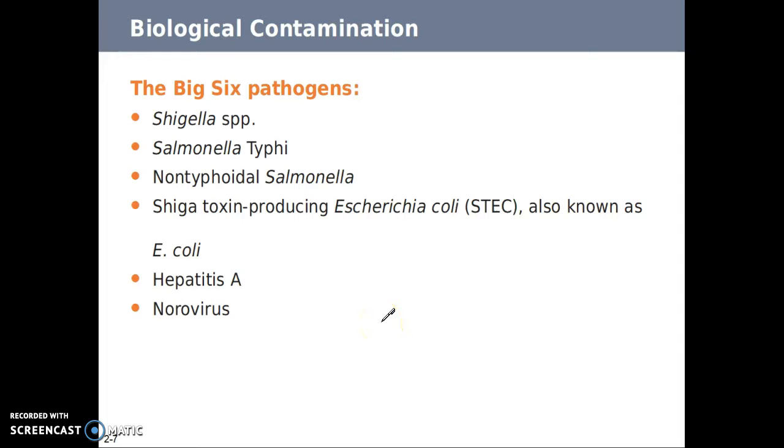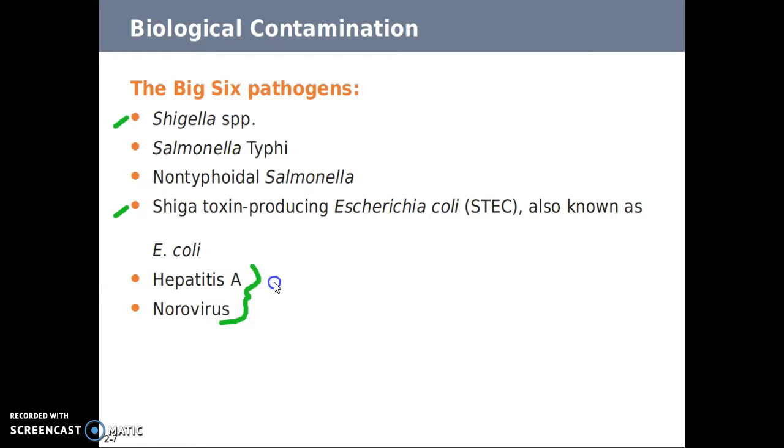The big six: Shigella, non-typhoidal Salmonella, E. coli, which is a shiga toxin producing E. coli, hepatitis A, and norovirus. Okay? Now, we have two E. colis, the Shigella, which some of you may have heard called by others, and then we have the shiga toxin producing E. coli. Hepatitis A and norovirus are both viruses.